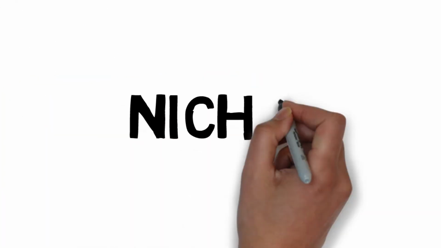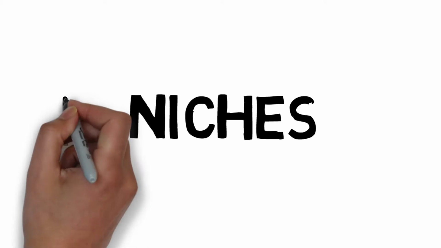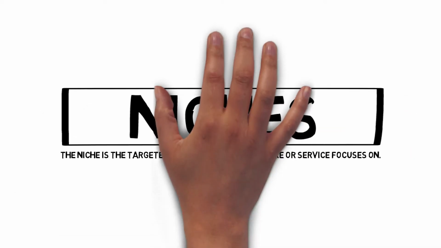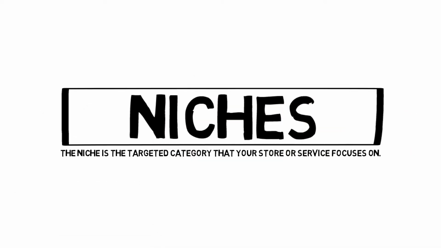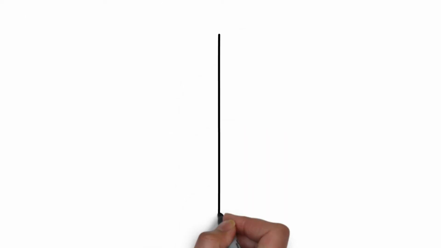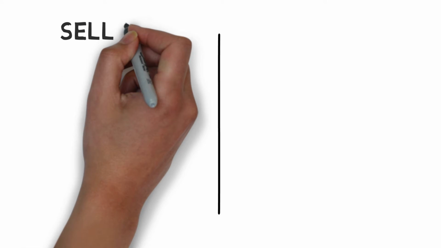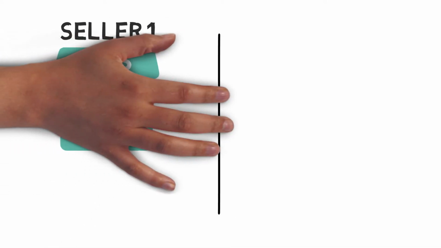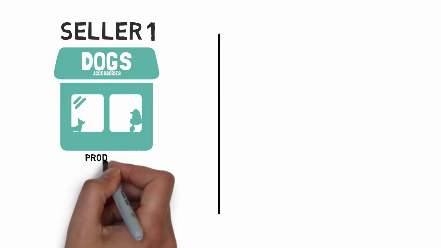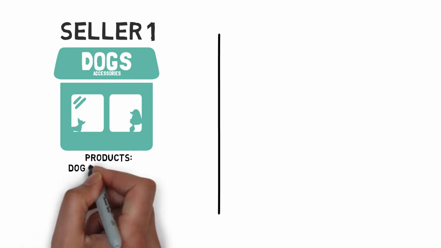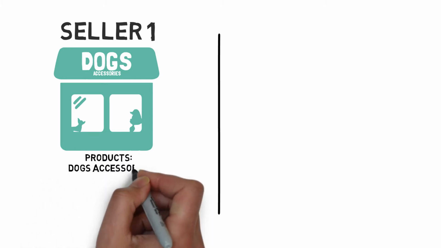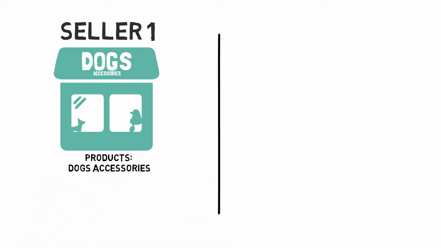First thing on the list is the niches. The niche is the targeted category that your store or service focuses on. And the best way to define a niche in a practical situation is this example. Assume we have two sellers. Seller 1 sells all of the accessories of dogs and little puppies in his store. And his customers definitely know that he's the man when it comes to any needed accessory for their dogs.